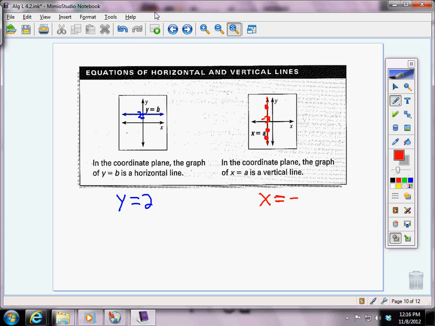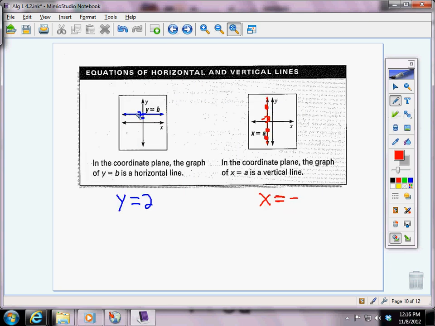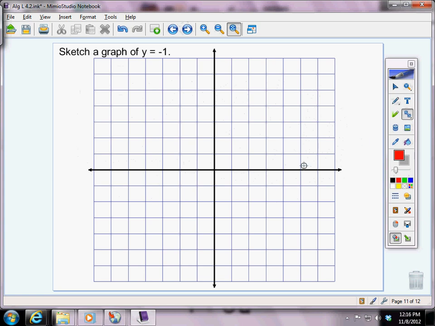So let's look at an example. Sketch a graph of y equals negative 1. We're just going to draw a line through negative 1. But we've got to decide, is this going to be a vertical line or a horizontal line? Now from here, we know that the y equals is going to be horizontal. So let's just draw a horizontal line through negative 1. Here's negative 1 on our graph. Let's draw a horizontal line through it and discuss it.